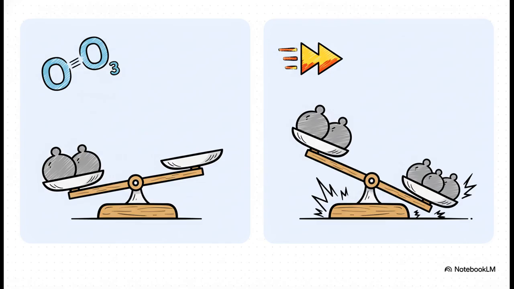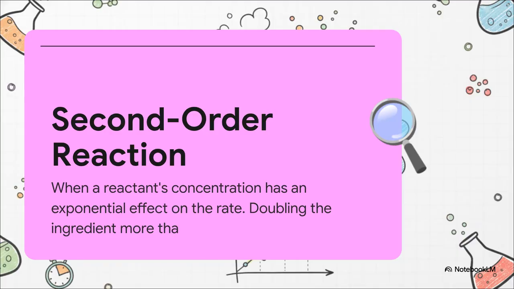But look at the rate. Whoa! It doesn't just double, it jumps by a factor of 5. So when you roughly double the main ingredient, the speed basically squares. And boom, that right there is a huge piece of the puzzle.